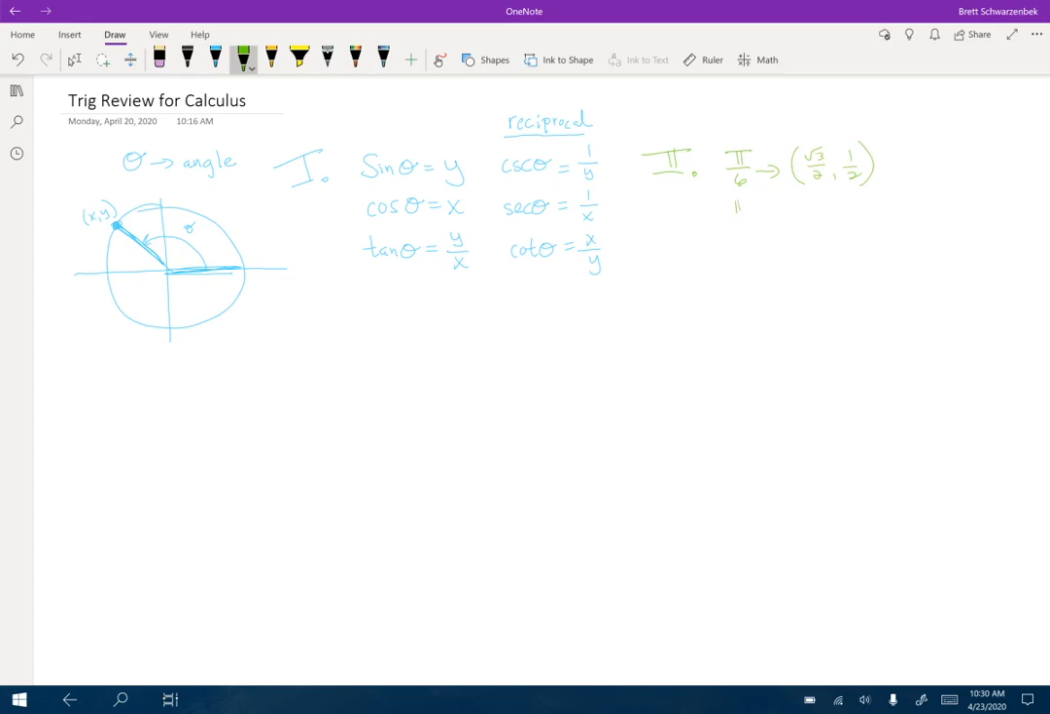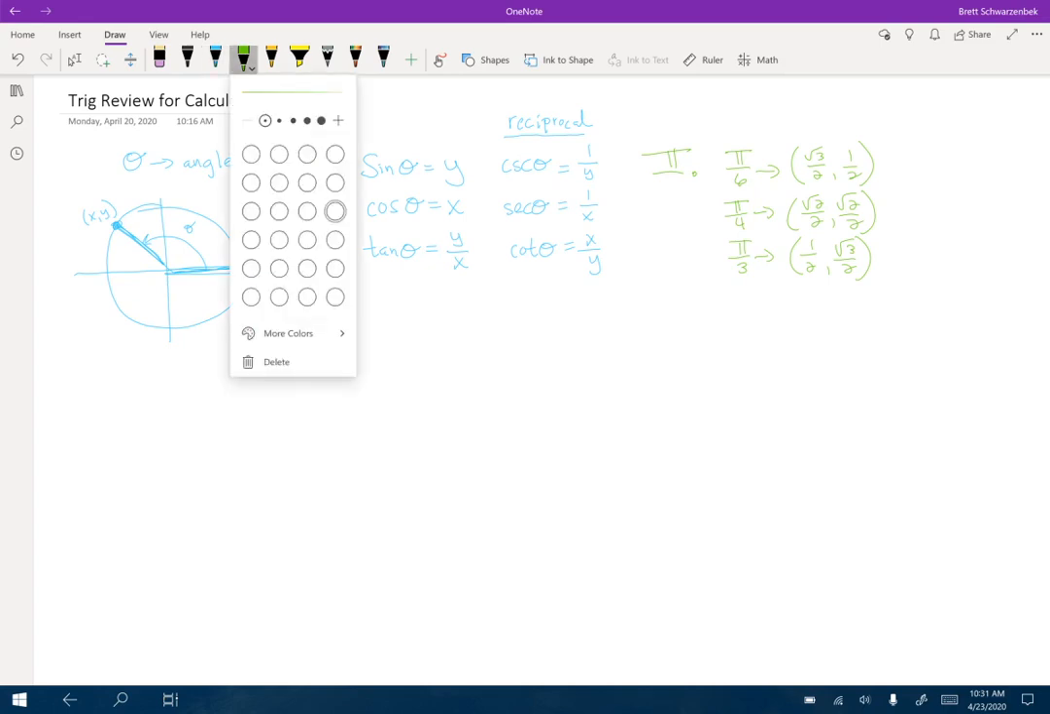Pi over 4, which is a 45-degree angle, is always going to occur at root 2 over 2, root 2 over 2, and pi over 3, which is our 60-degree angle, is going to occur at 1/2, root 3 over 2, which is the opposite of our pi over 6 angle, or a swap of the coordinates. So basically, these are the first two important pieces of information that must be known. Now, there are some other interesting side products to that.